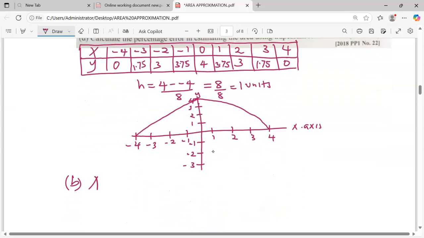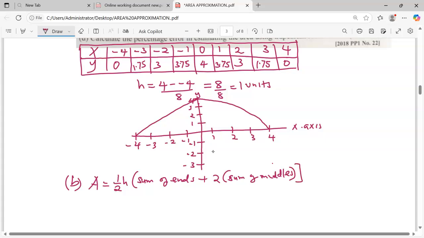Remember, area is given using half, you multiply by the height, into the sum of the ends, then we add twice the sum of the middles. That is a summary of the formula that we use under the trapezium rule.